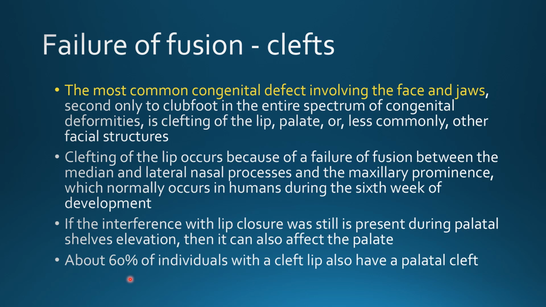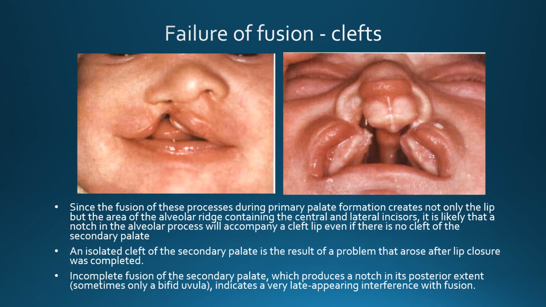Now, since the fusion of the processes that form the primary palate creates not only the lip, but the area of the alveolar ridge containing the central and lateral incisors, it is likely that a notch in the alveolar process will accompany a cleft lip, even if there is no clefting of the secondary palate.